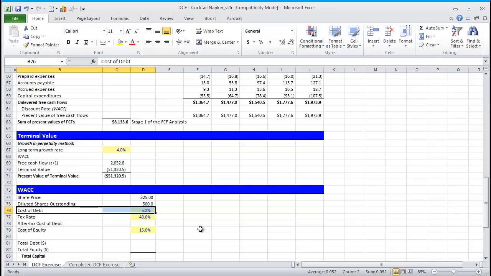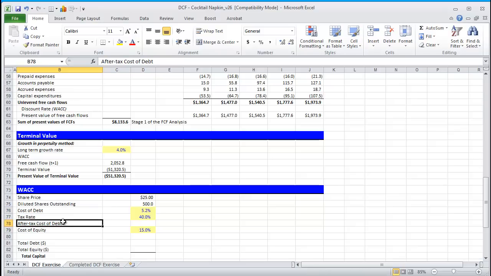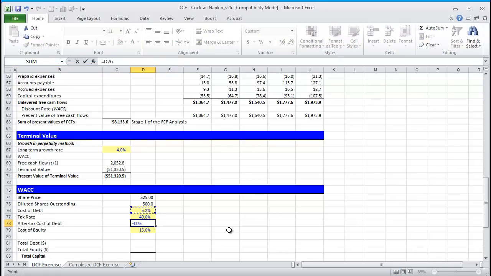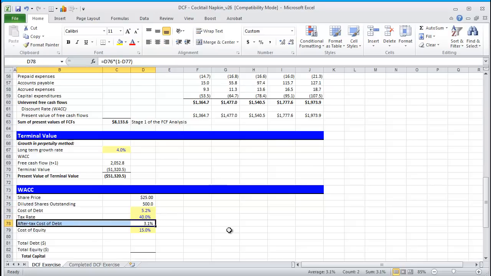That interest expense reduces taxable income, in some cases, a substantial amount. Because we're doing an unlevered free cash flow analysis, some might think we're ignoring the effect of interest tax shields. The fact is we are accounting for it. We're accounting for it in our WACC calculation, and that's why we take the after-tax cost of debt. This after-tax cost of debt represents the interest tax shield that the company experiences by using debt in their capital structure. To calculate after-tax cost of debt, we take cost of debt times 1 minus the tax rate, and we get 3.1%. You can see that that is significantly lower than the 5.2%. And again, it's because of the interest tax shield.